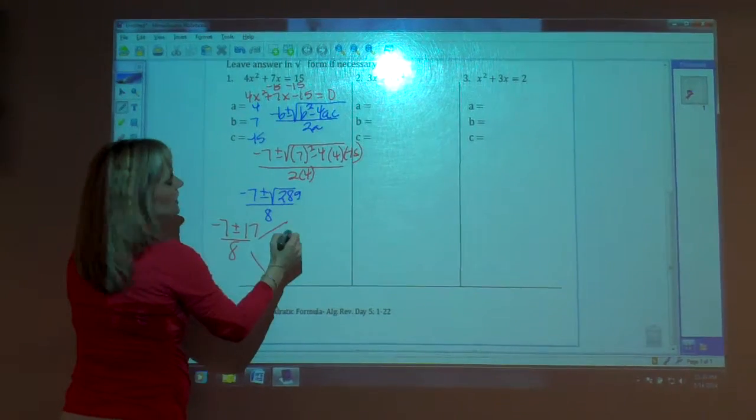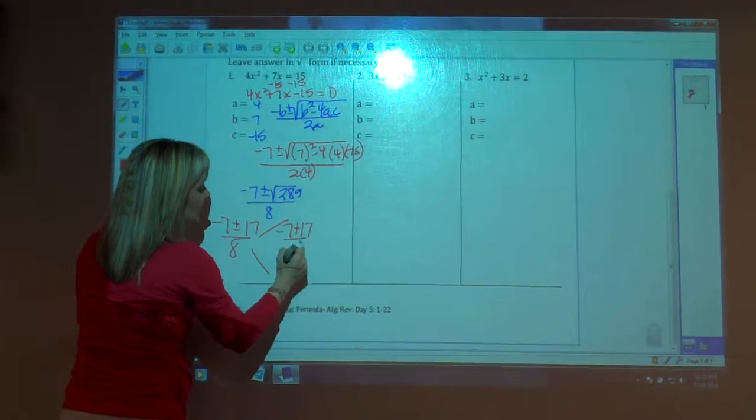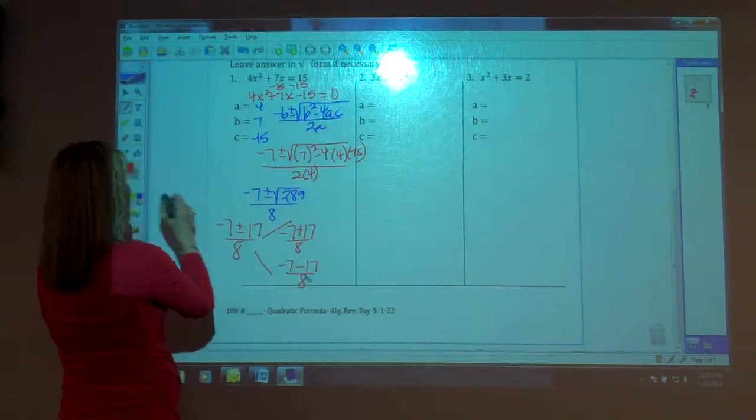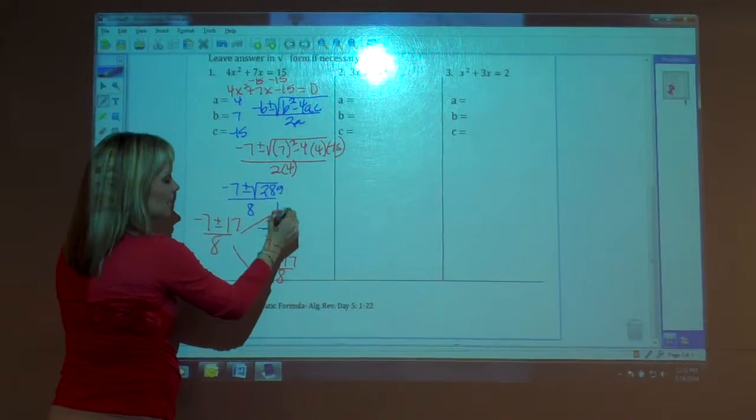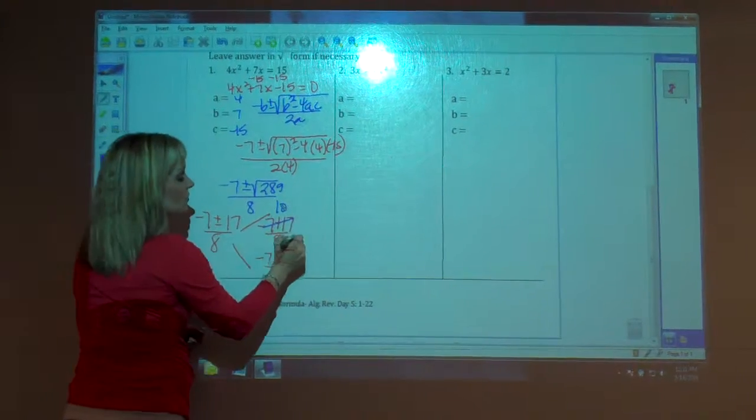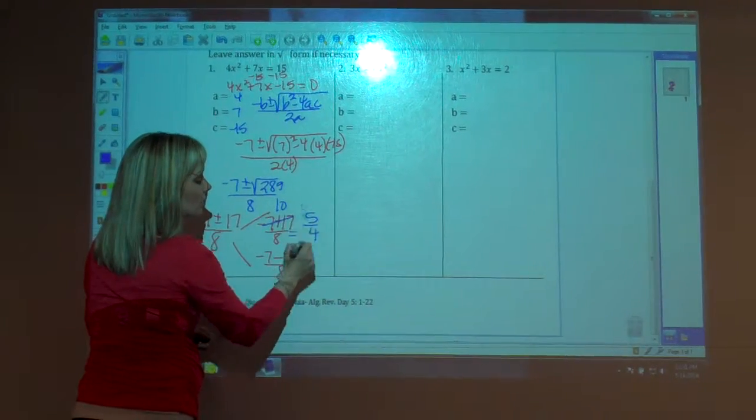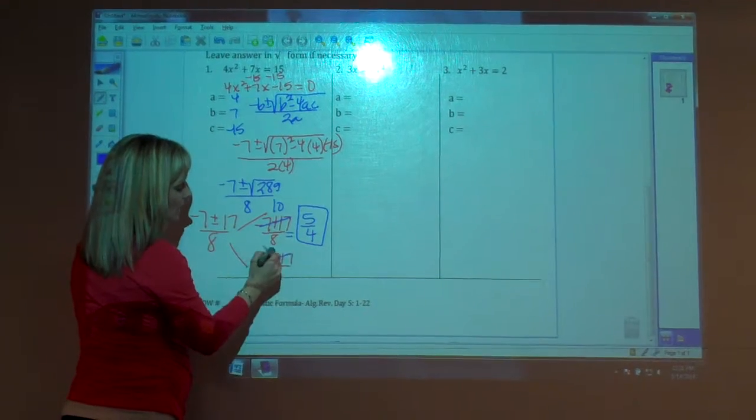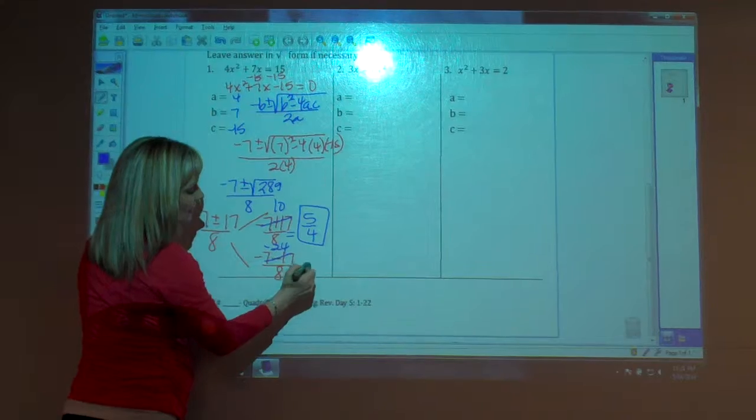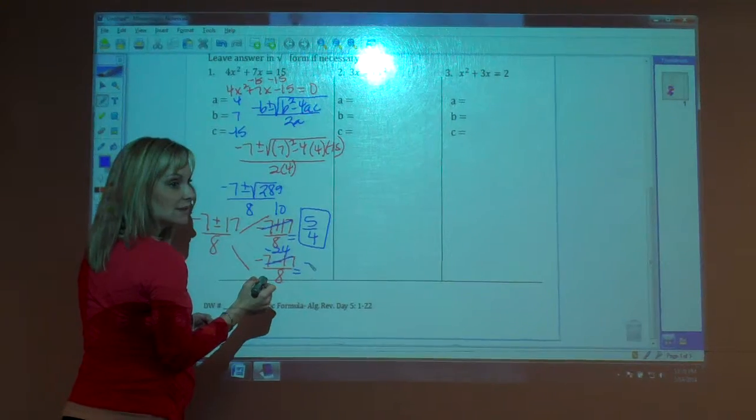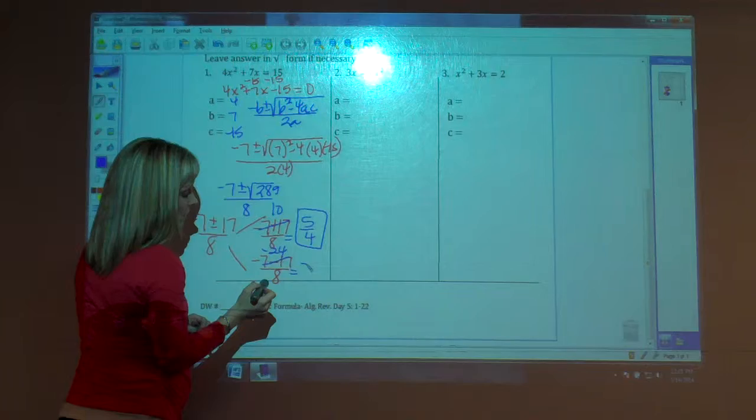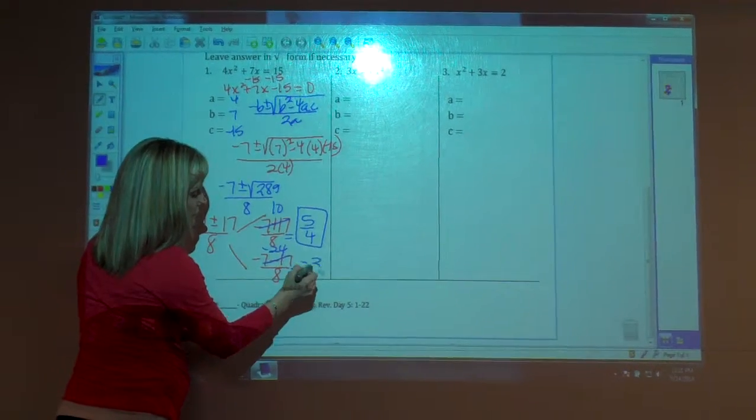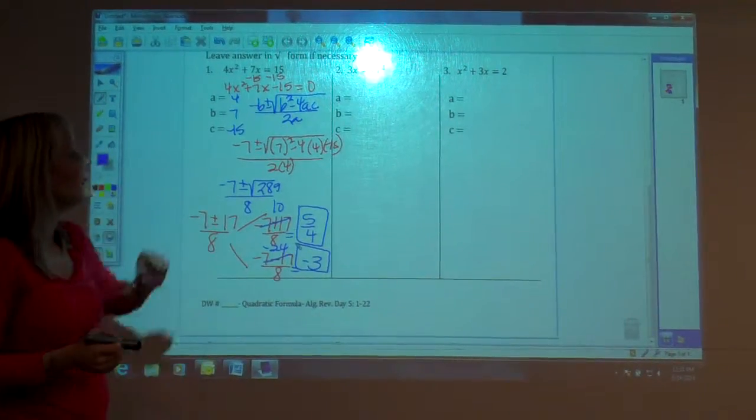So that gives me two answers here. Negative 7 plus 17 divided by 8, and negative 7 minus 17 divided by 8. Negative 7 plus 17 is what? 10. Is that right? 10 divided by 8 reduces to what? 5 over 4. Yes? Negative 7 minus 17 is negative 24, right? Divided by 8 gives me what? Negative 3. Why did I get negative there? Okay, the next one.